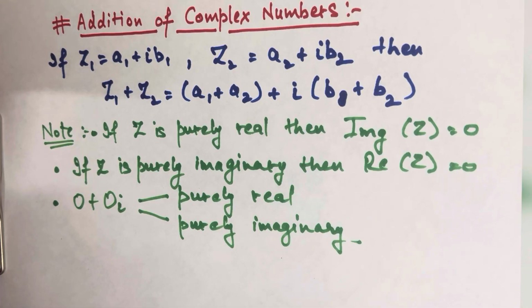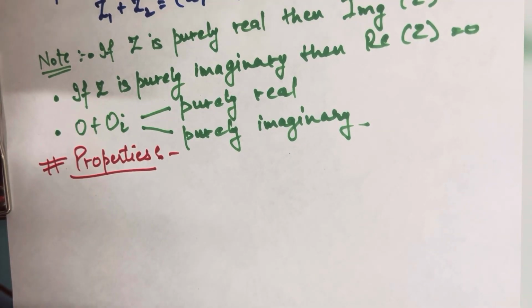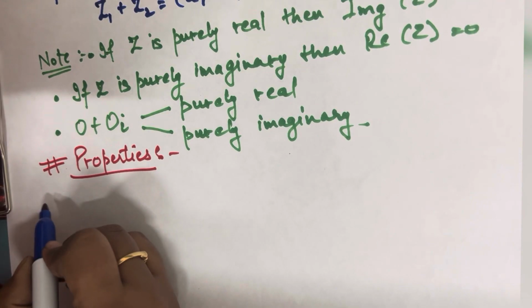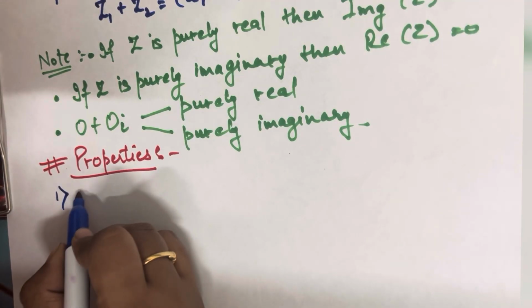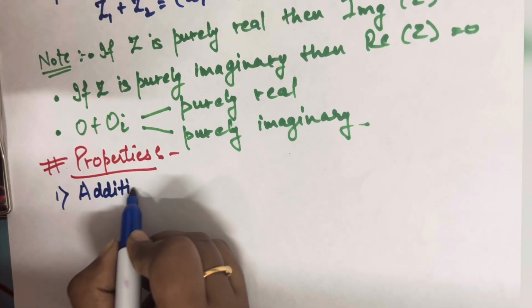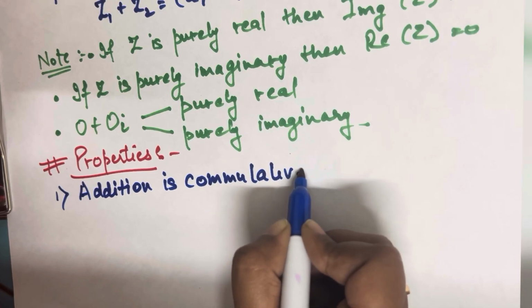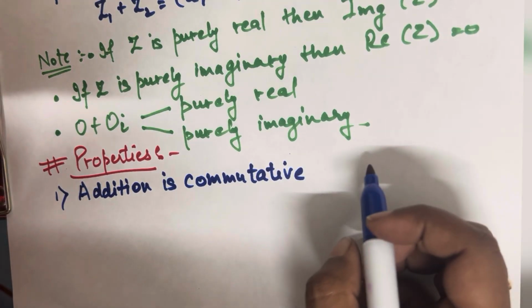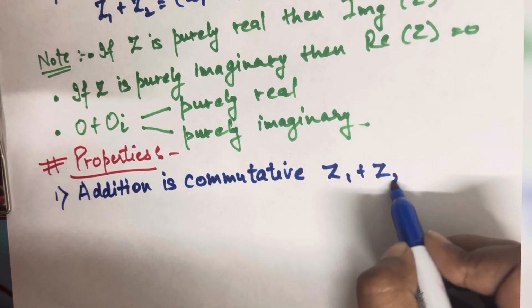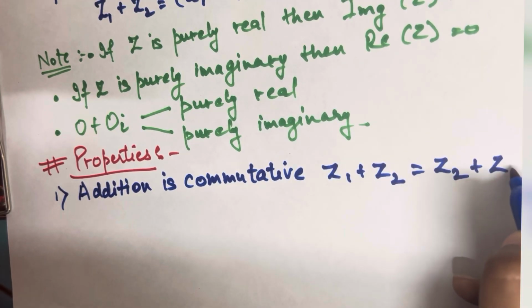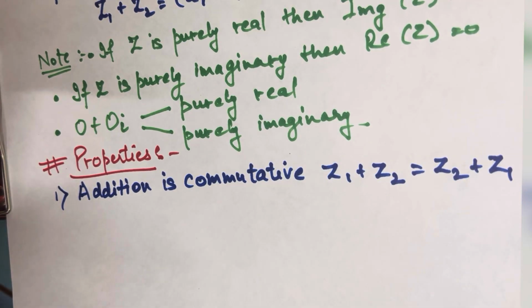Now we are going to talk a bit about the properties of addition, that is properties like commutative, associative, additive inverse. What are these things? So talking about the properties, the first property is that addition of two complex numbers is commutative. That means z1 plus z2 will be equal to z2 plus z1, right? That will be the property of commutative.